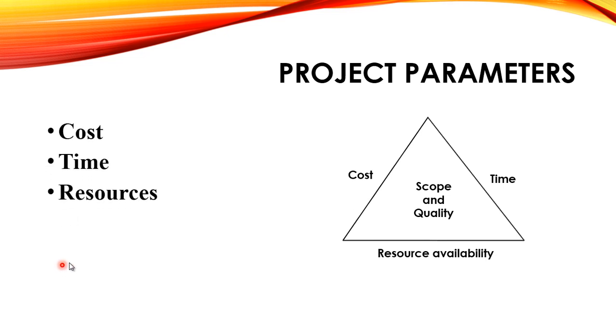There are basically four project parameters: cost, time, resources, scope and quality. Cost definitely defines the quality and scope, and all these four parameters are interrelated. If we change one parameter, definitely the other parameters will get affected.